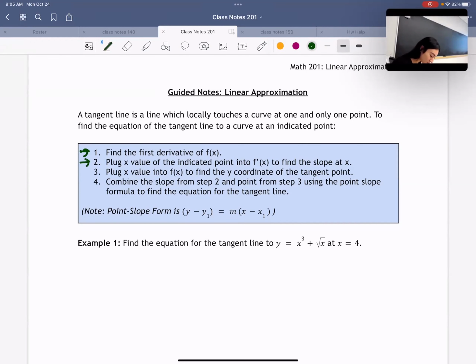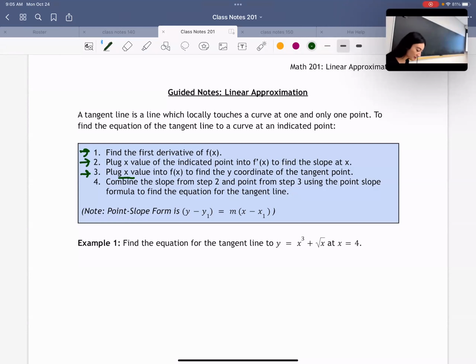The next step in finding our tangent line is we're going to plug whatever point we're interested in into our derivative. So we're actually going to find the value of our slope at the value that we're interested in. We're also going to plug x into our original function to find an x and y point. Now once we're at step 3, we have the slope of our function. We have a point on our line.